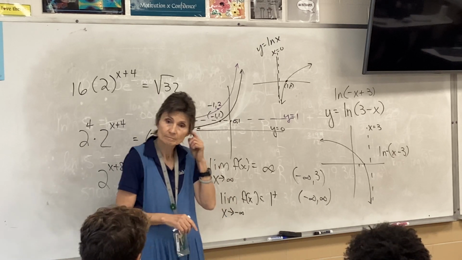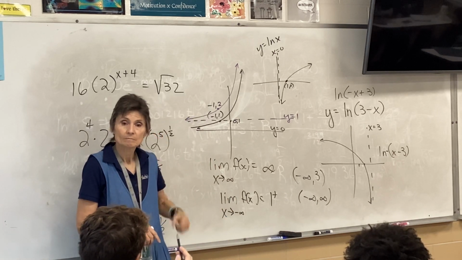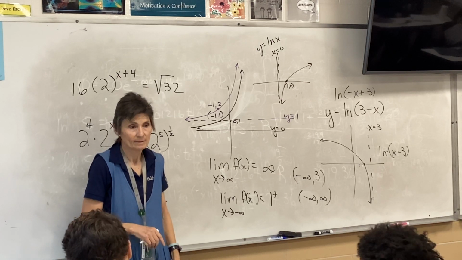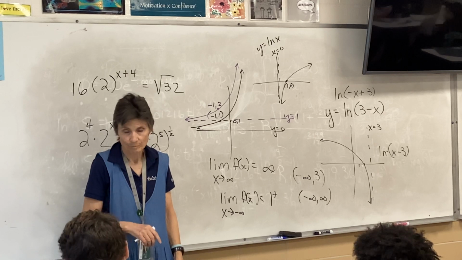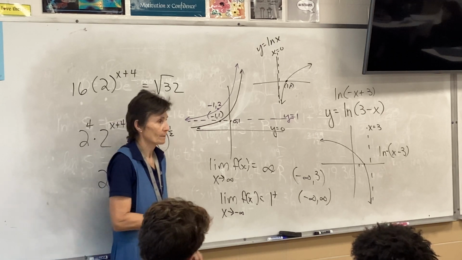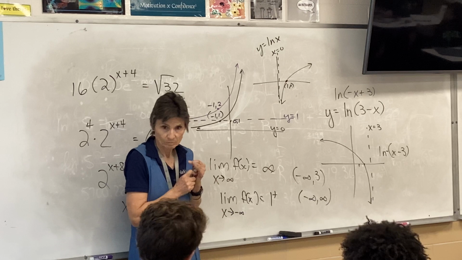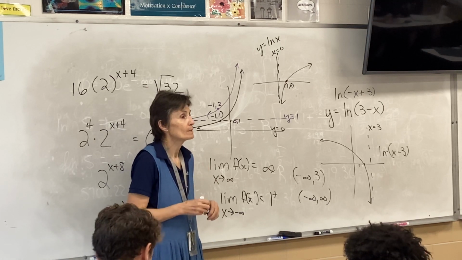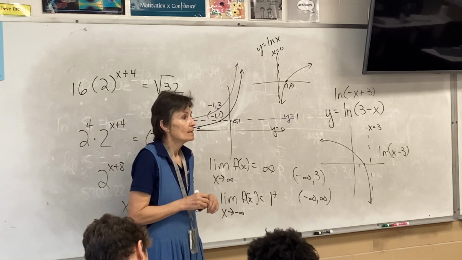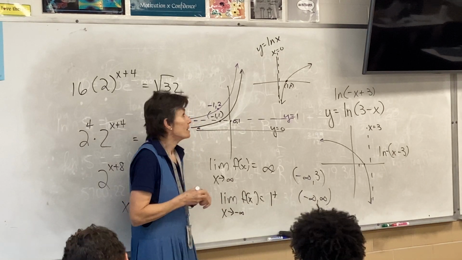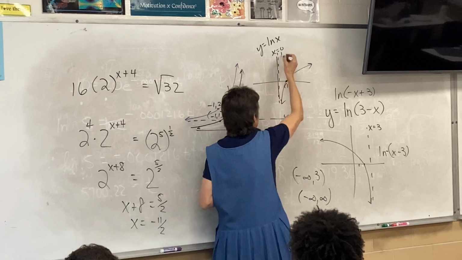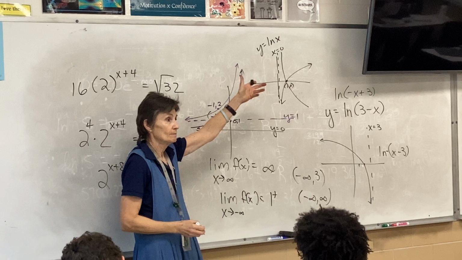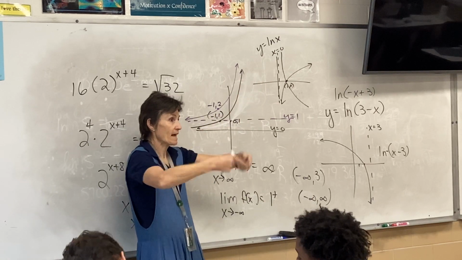A negative sign from the natural log, will that reflect it across the asymptote? Yes, yes, yes. Across the new 0. So if it's negative ln, it would go from a regular shape and it flips. Negative ln would look like this because it flips this way. I mean, across the x-axis.